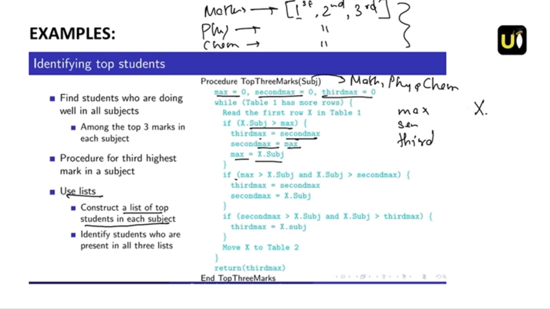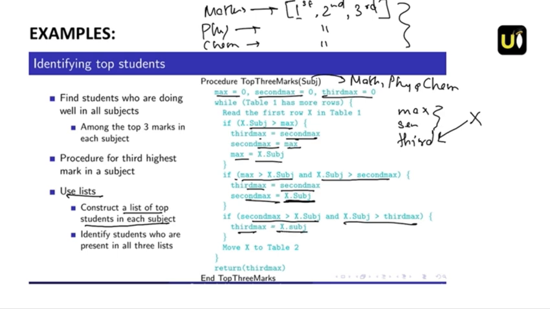But what if the marks of x is less than the maximum marks and greater than the second max marks? So in that case, the marks of x goes here, the second marks goes here, and the first max remains the same. So the third max becomes the previous second max, and the second max becomes the x subject marks of the x student, right? The current student. So there could be another case where the marks of the x student is less than the second max, but greater than the third max. In that case, the marks of this student become the third max mark, and these two remain the same, right? So the third max becomes the marks of x subject, and nothing else changes.